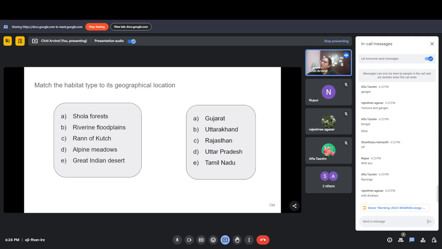So now alpine meadows are characteristic of Uttarakhand. Can someone give me an example of a region in Uttarakhand which consists of alpine meadows? Do you know what is an alpine meadow?